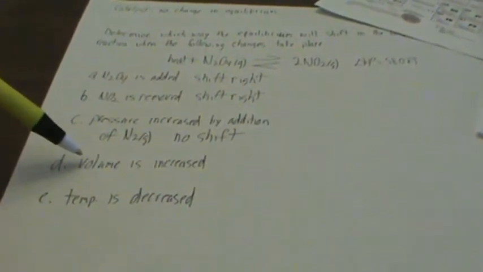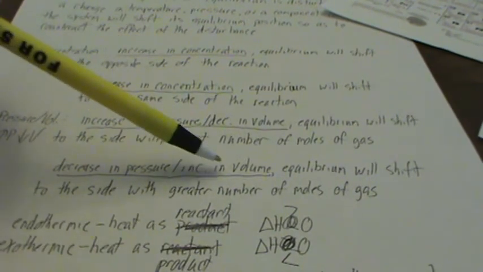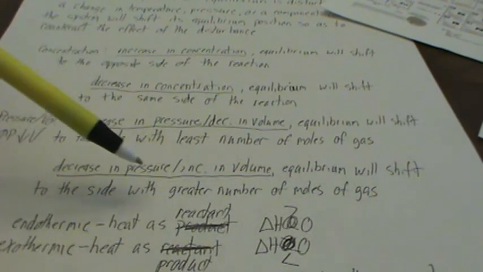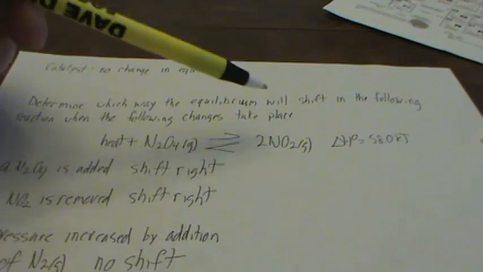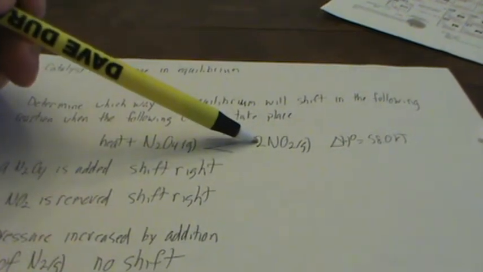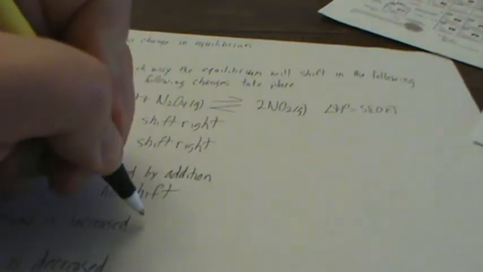All right, let's look at our next scenario. D: Volume is increased. Okay, so if we have an increase in volume, equilibrium will shift to the side with greater number of moles of gas. Well, to figure that one out, we have to look at our balanced reaction. Over on the left-hand side, we just have a coefficient of 1 in front of N2O4. Right-hand side, we have a coefficient of 2. Which number is larger, 1 or 2? So hopefully you figured out that it's 2. So with the volume increase, we will have a shift to the right-hand side.